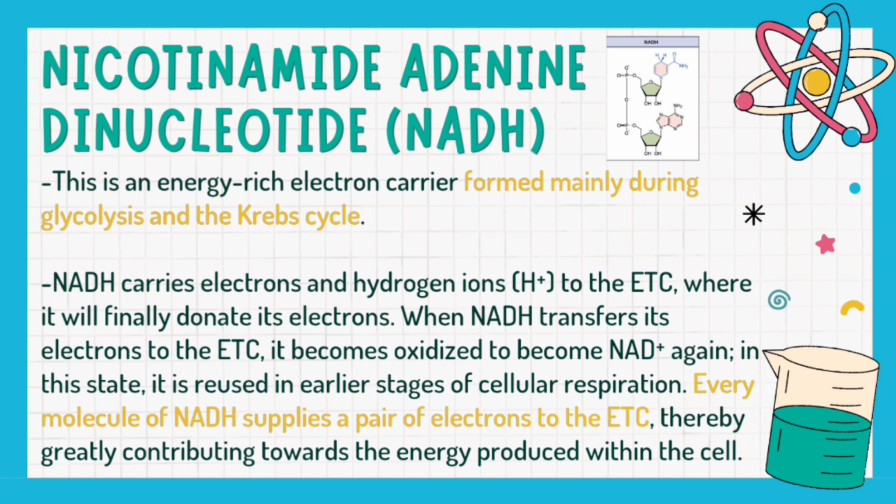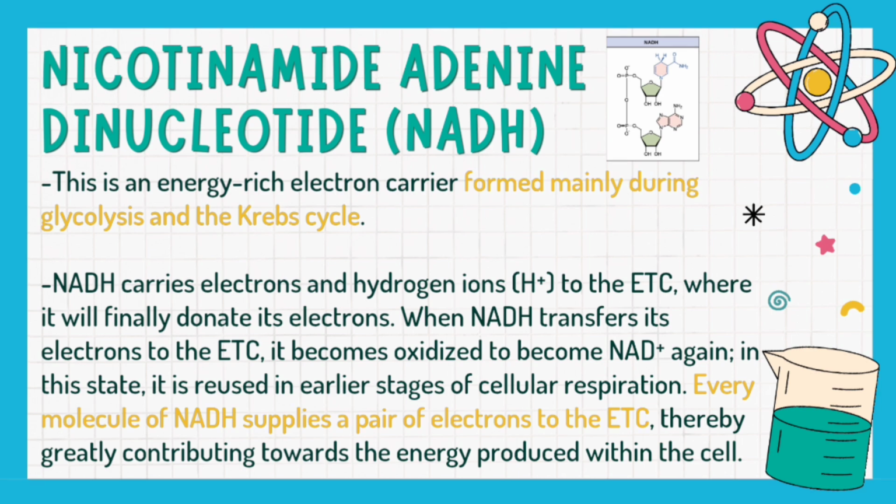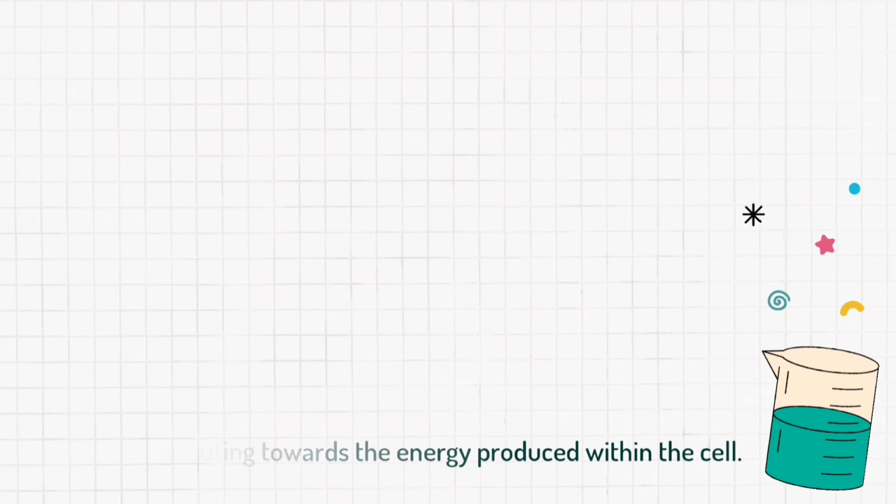And take note that every molecule of NADH supplies a pair of electrons to the ETC, thereby greatly contributing towards the energy produced within the cell. So basically, the job of NADH is to supply a pair of electrons to the process of the ETC, or the electron transport chain.